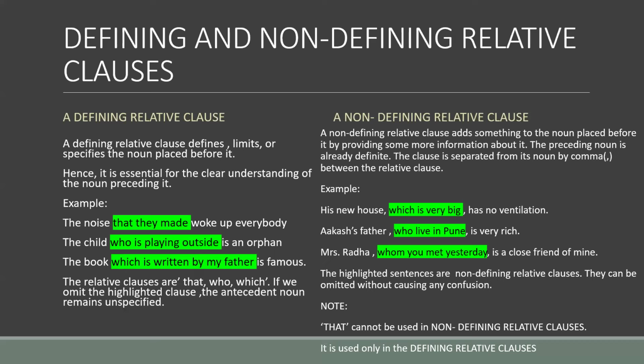Akash's father, who lived in Pune, is very rich. Mrs. Radha, whom you met yesterday, is a close friend of mine. Which is very big, who lives in Pune, whom you met yesterday, the highlighted parts are non-defining relative clauses. They can be omitted without causing any confusion.